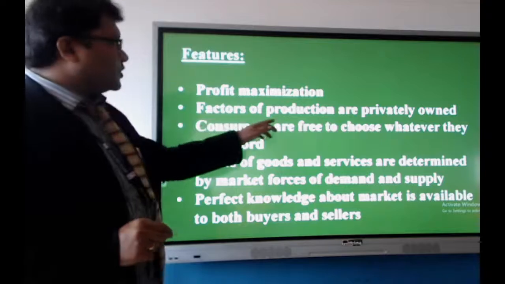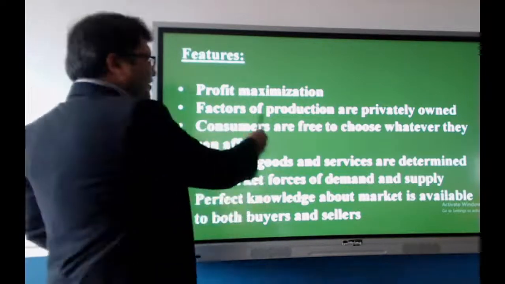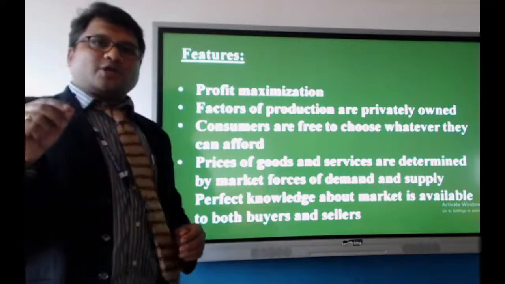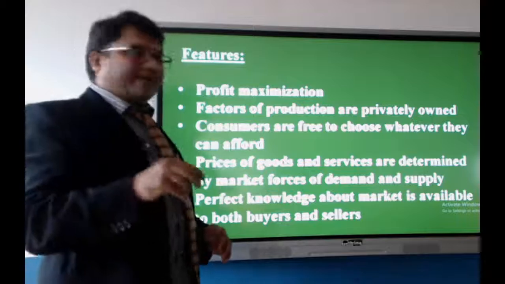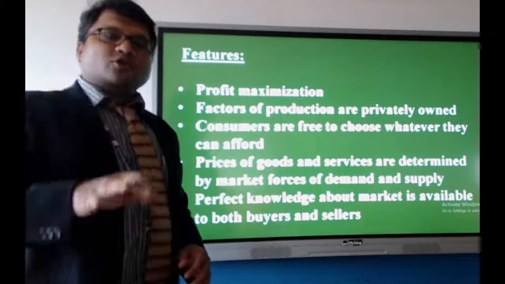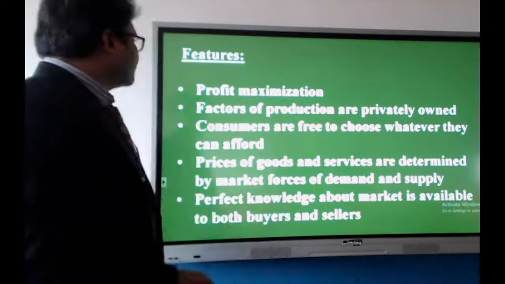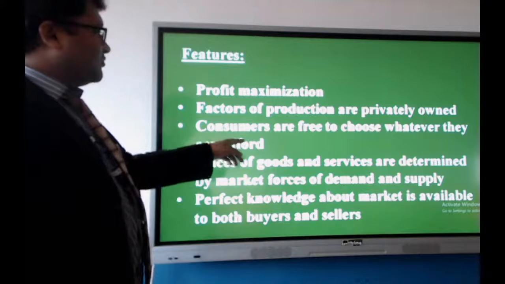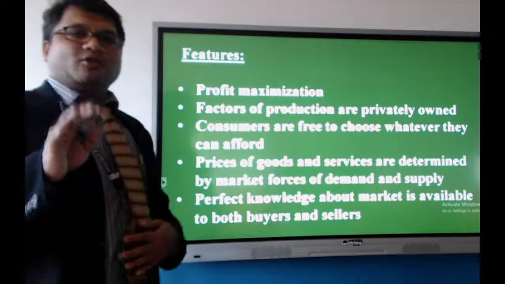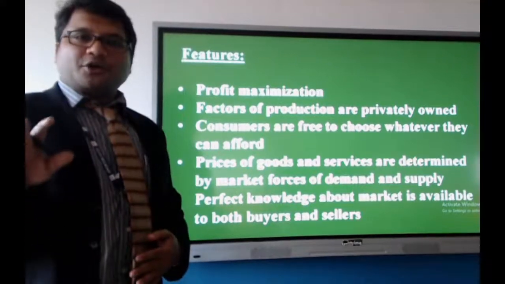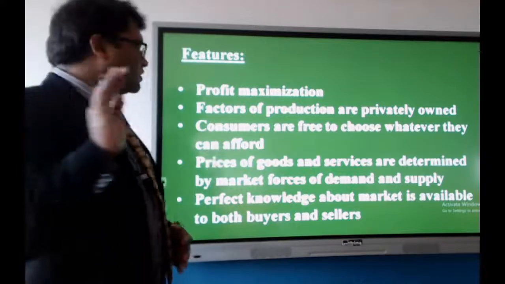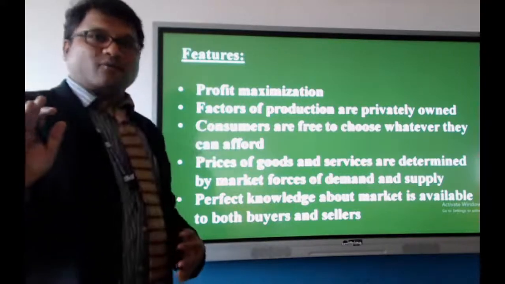Second is factors of production are privately owned. Most of the factors of production are privately owned, meaning most of the companies in such economies are privately owned. Very few government companies you will see in such an environment. Then next one, consumers are free to choose whatever they can afford. There are no major rules and regulations imposed on the general public. Citizens are free to choose whatever they want, and in whatever quantities they want.